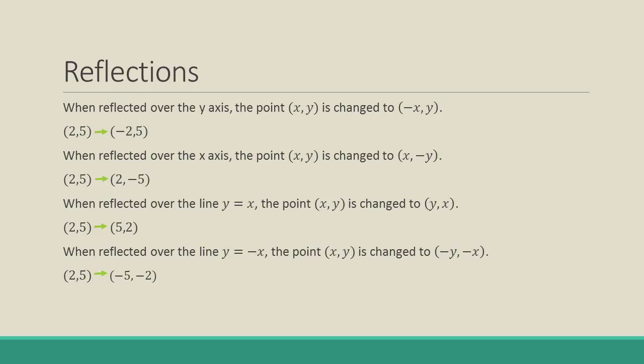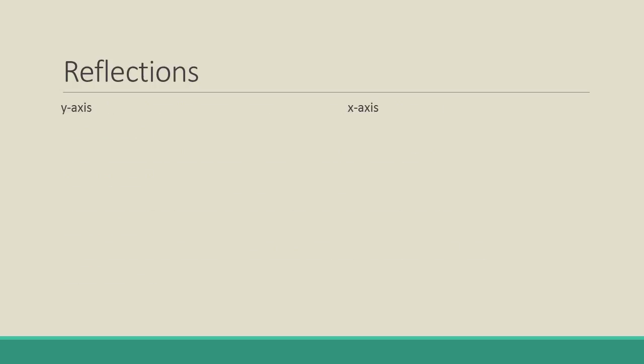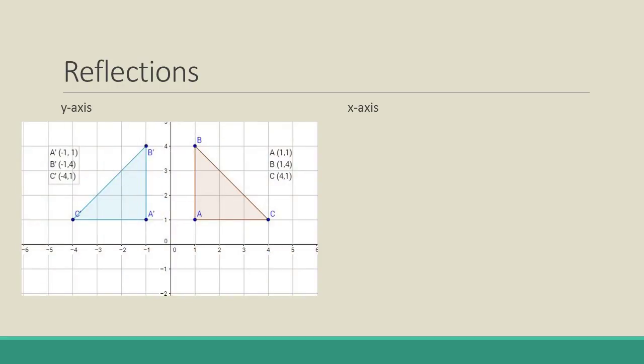So let's take a look at what that would look like on a coordinate graph. Let's look at the y-axis first. Let's say we start with this original red triangle, and we want to reflect it over the y-axis. So we take the points A, B, and C, and use our formula to get a new point. And so A, (1, 1), would change to (negative 1, 1). And then you do the same thing to B and C, and then you'll get your new shape, the blue triangle.